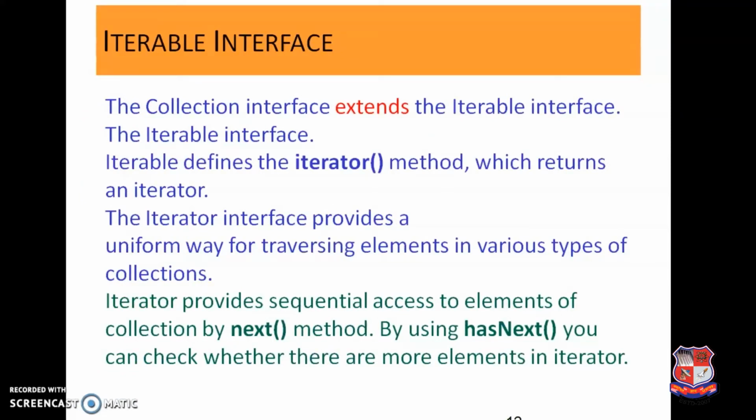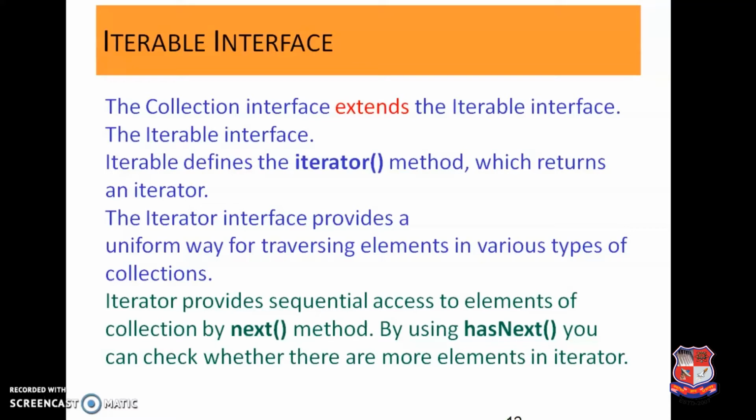Before understanding iterator, we are talking about the iterable interface. Every collection extends the iterable interface. Iterable is the base interface of the Java collection framework hierarchy. So every collection is iterable. Iterable means you can sequentially access it. The iterable interface defines the iterator method, which is also available in the collection interface because the collection interface extends the iterable interface. The iterator method returns an iterator. Now what is an iterator?